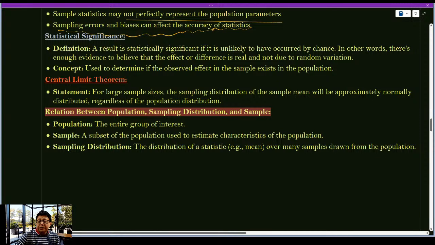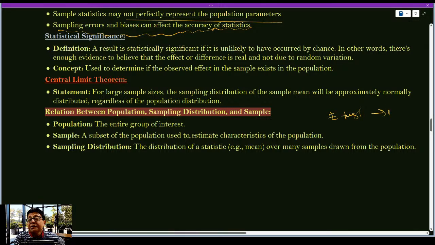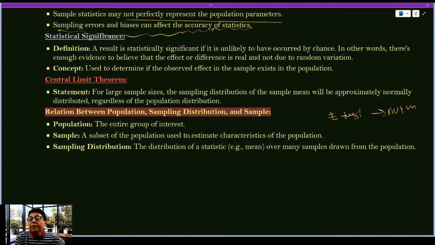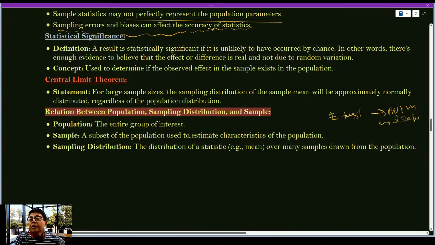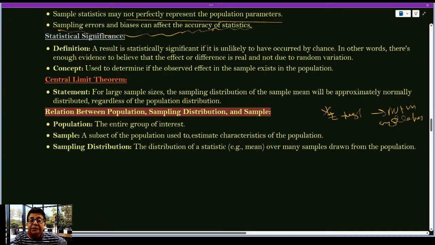But here I am telling you, if you want to do it in this chapter only, then you have to use the Z-test. But the Z-test is not in the syllabus. Z-test is not in the syllabus, so we will not do it. Okay?